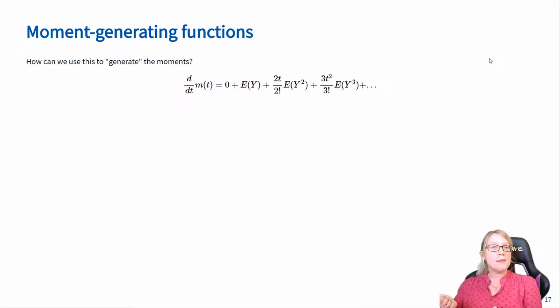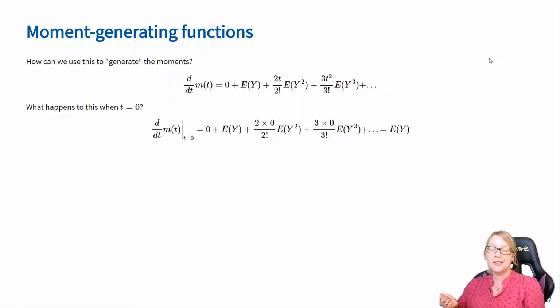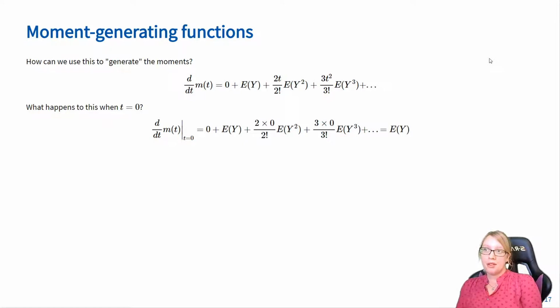Now, look what happens if I plug in 0 for t. Well, if I plug in 0 for t, the expected value of y squared goes away, the expected value of y cubed goes away, and so on and so on. The only term that is remaining is the expected value of y.